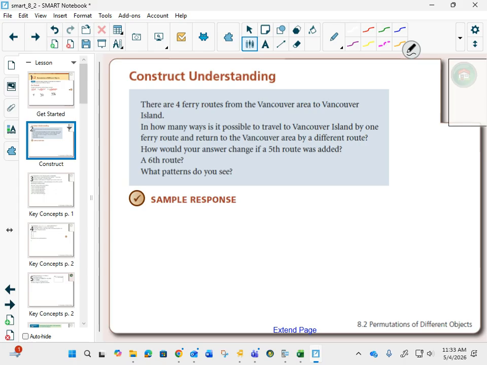This is a fundamental counting principle. How many decisions do you have? 2 decisions. So we draw 2 spaces. My first decision is Vancouver to Vancouver Island. And then I have to decide how I'm getting back, Vancouver Island back to Vancouver. From Vancouver to Vancouver Island, how many choices do you have? 4. You can take any ferry route you'd like. But if you're coming back and using a different one, how many choices do you now have? 3. So there's going to be 12 in total.